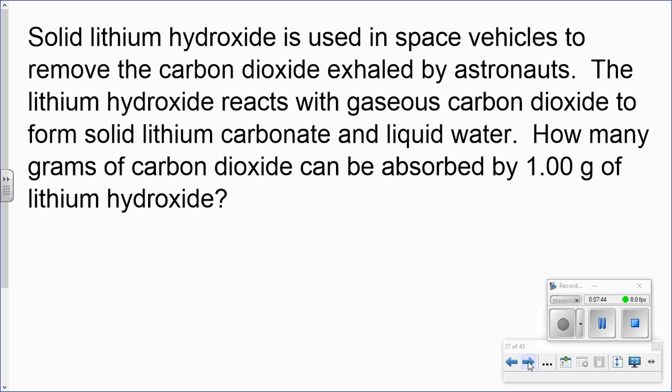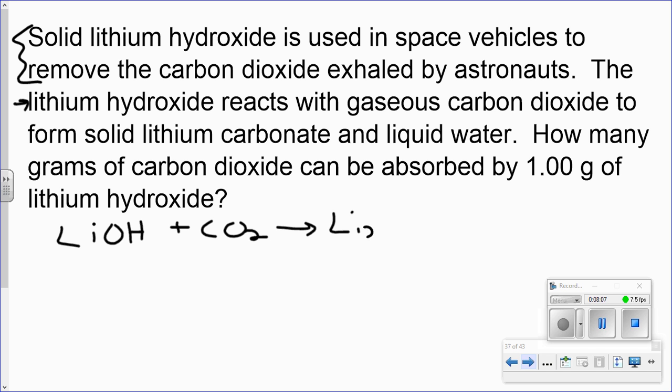Okay, so solid lithium hydroxide is used in space vehicles to remove carbon dioxide exhaled by astronauts. The lithium hydroxide reacts with gaseous carbon dioxide. This is all information up here; the problem starts here. So lithium hydroxide, that's +1 -1 to give me that, reacts with gaseous carbon dioxide to form solid lithium carbonate, written correctly. Of course, you're using your ion sheets, right, guys? And liquid water. Writing those things correctly utilizes your ion sheets. Sometimes if you miss those, you miss the whole problem, so make sure you do that correctly.